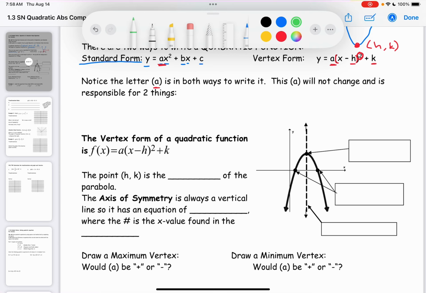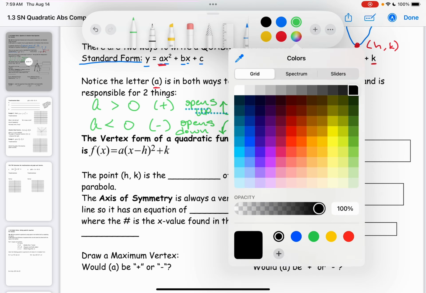And it's responsible for two things. One, if A is greater than 0, so pretty much if it's positive, that means your parabola opens up. What I mean by that is it looks like this. It opens up. And if A is less than 0, meaning it's negative, then it opens downward like this. So that's one thing that the A value tells us.